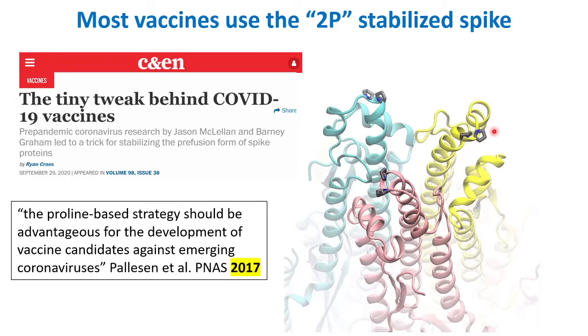And this is huge because otherwise, like from those experiments I showed you, it would end up falling apart and being the post-fusion state and your antibodies would recognize the wrong thing. So every one of the vaccines, at least that we have in this country, have this.